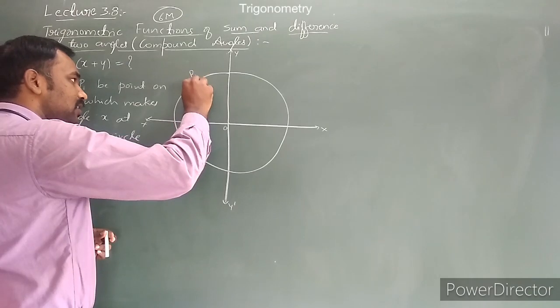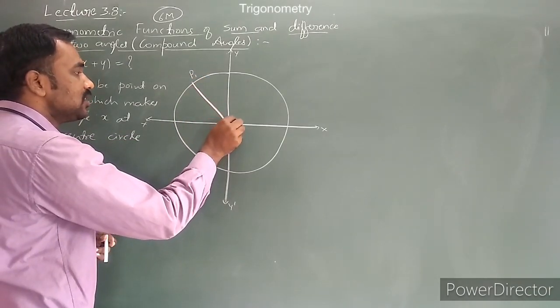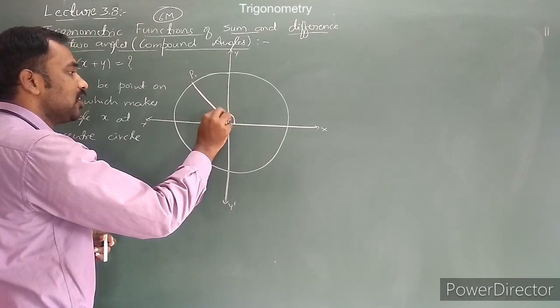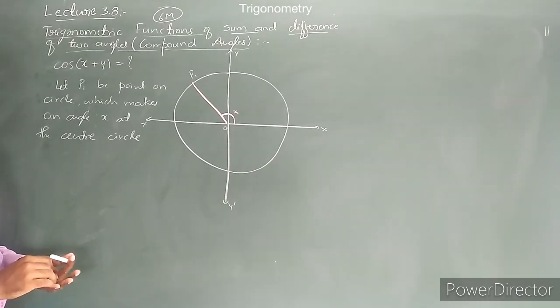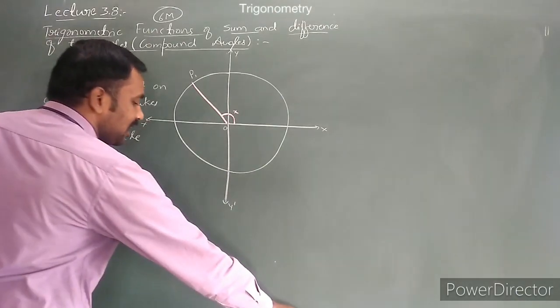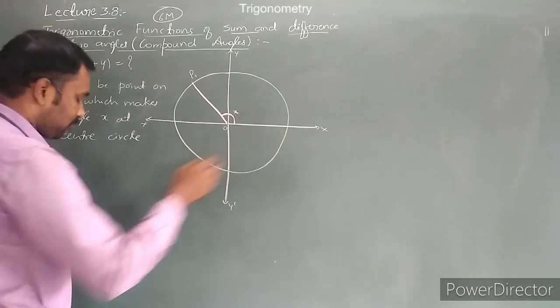What is OP1? This is OP1. This OP1 makes an angle. How much angle is it subtending? It's subtending an angle x, in degrees or radians, whatever. The angle x is subtended at the center of the circle. OP1, the initial point, is this one.